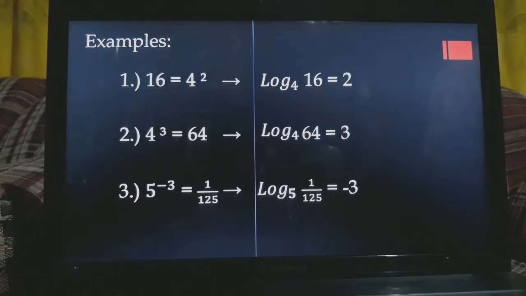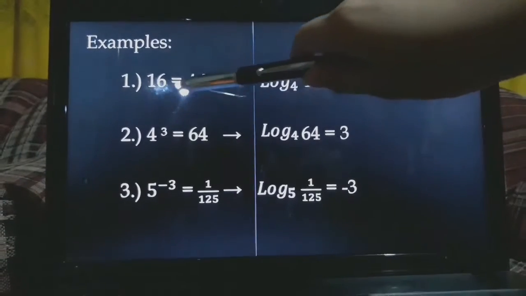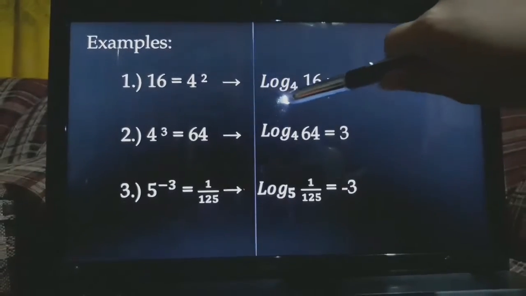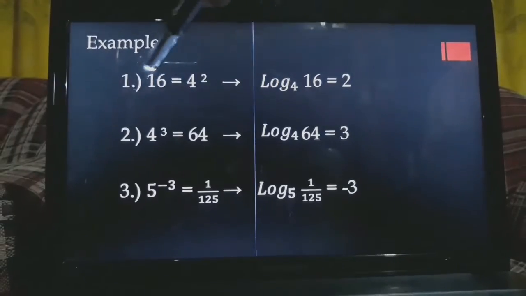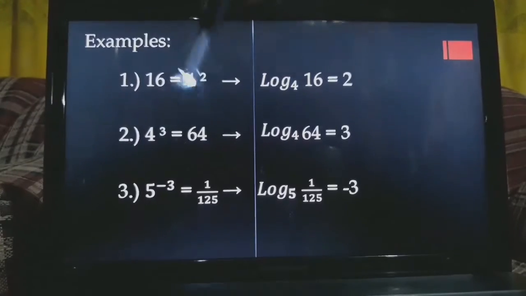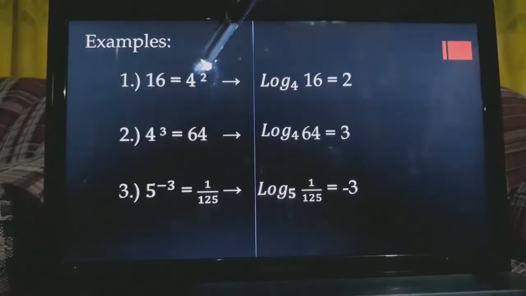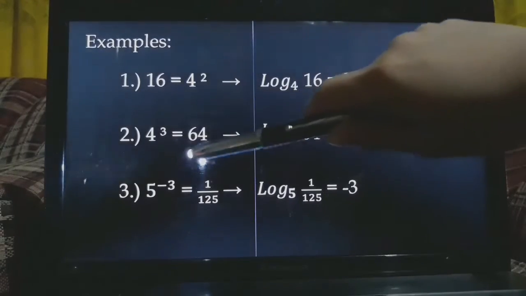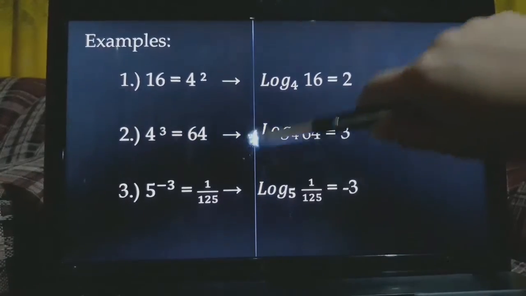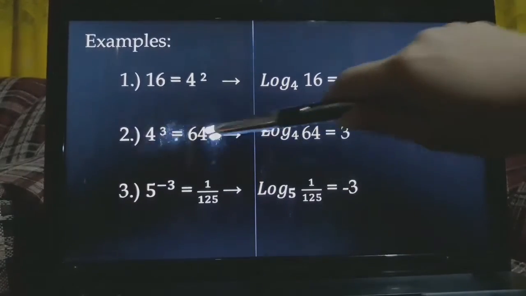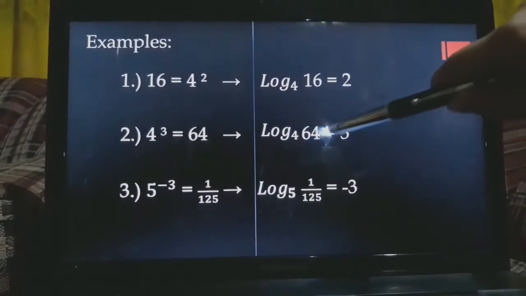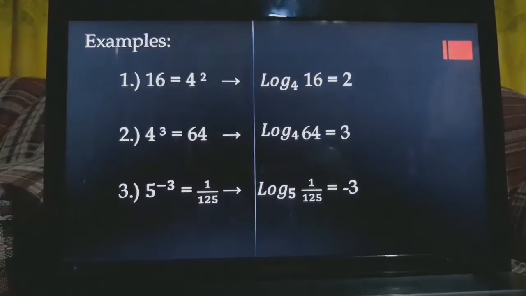Examples. 16 is equal to 4 raised to 2, written as the logarithm of 16 to the base of 4, this is the base, is equal to 2, the exponent. Example number 2, 4 raised to 3 is equal to 64, written as logarithm of 64 to the base of 4 is equal to 3, the exponent.